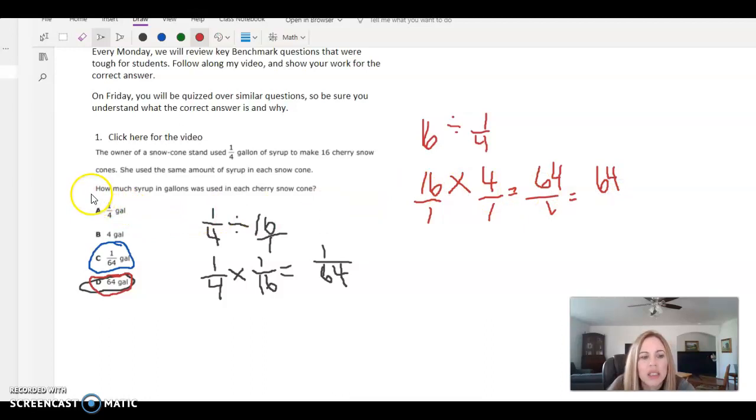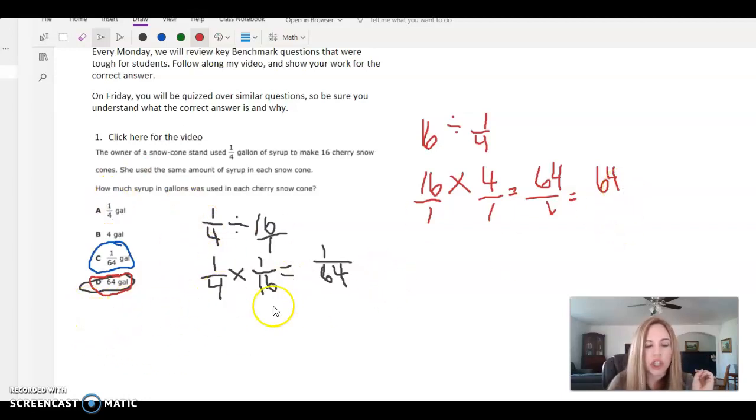Well, let's look at this. How much syrup was used in each snow cone? 64 gallons of syrup in each snow cone? That's ridiculous. Think of 1 gallon of milk and then think of 64 of those. Would you put that in each snow cone? No, that would be ridiculous. And plus, she only had 1/4 to start with. You can't put 64 in each snow cone. That's crazy.